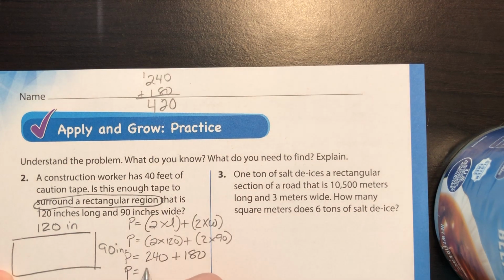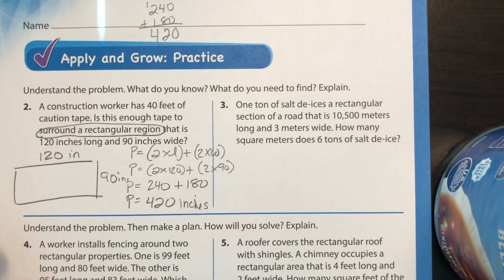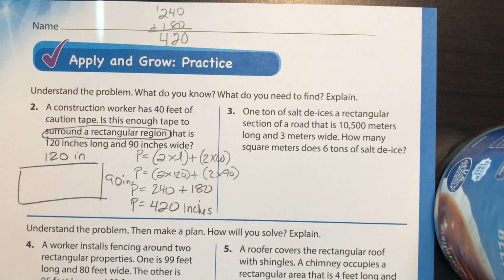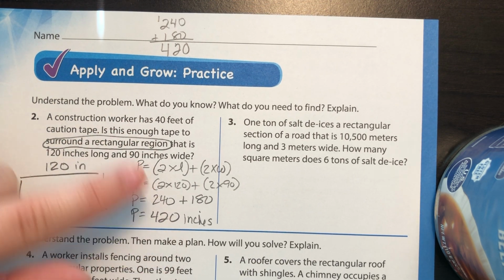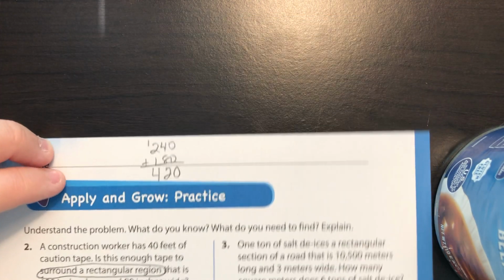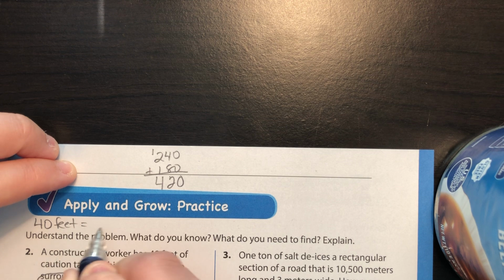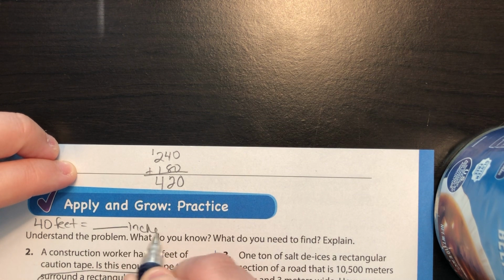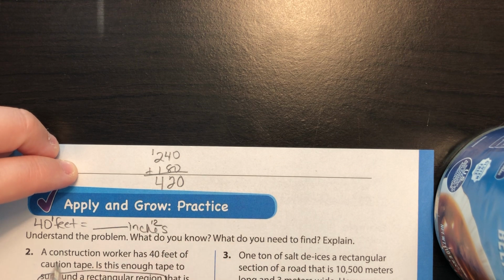This is 420. So 420 inches, not square inches, because we're not talking about area, we're talking about perimeter. Now we need to see if that's enough. Well, the answer is 40 feet and this is in inches. That means that we have to convert 40 feet to inches to see if I have enough. So to convert that 40 feet to inches, in 1 foot there's 12 inches. So what is 12 times 40?